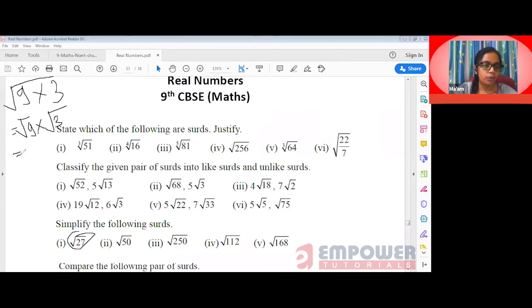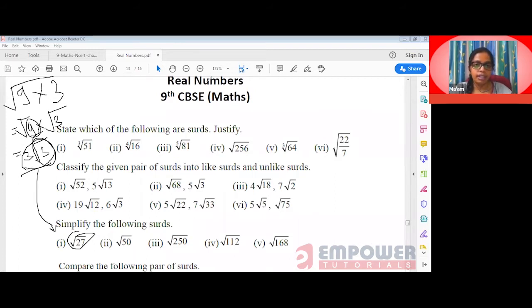But what I know is 9 is a perfect square, right? So I can write this in the form of 3 root 3, right? So this is the simplified form of root 27. Okay, so you have to reduce your number and make sure that it will be in simplified form.